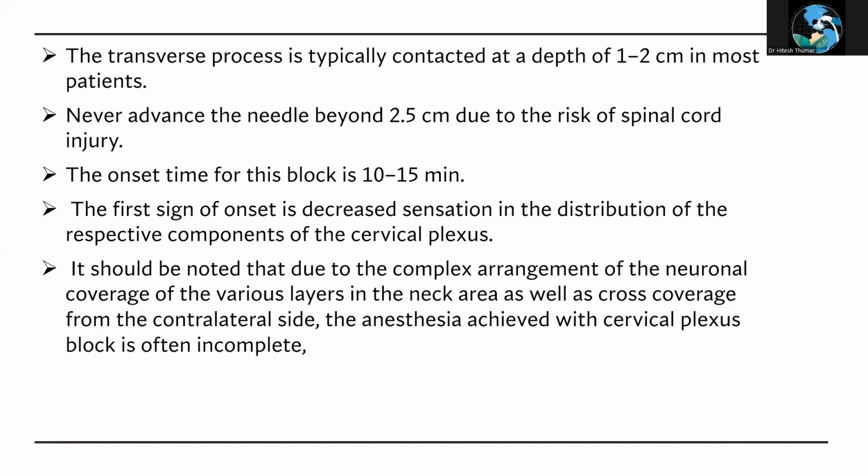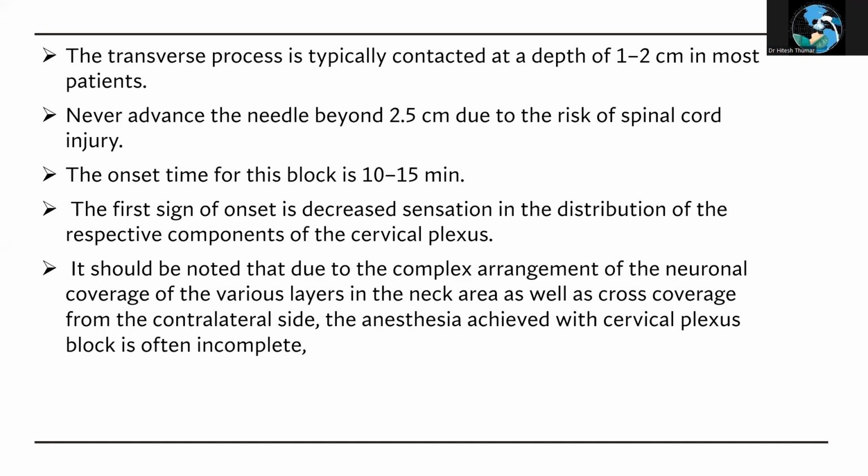The onset of the block is around 10 to 15 minutes. The first sign of onset is decreased sensation in the distribution of the cervical plexus. As I said earlier, because of the complex arrangement, the overlapping coverage of various layers in the neck area, as well as cross coverage from the contralateral side, sometimes some parts of the neck are spared, where the surgeon can accommodate with local infiltration. But we can perfectly do the surgeries using the superficial and deep cervical plexus block.